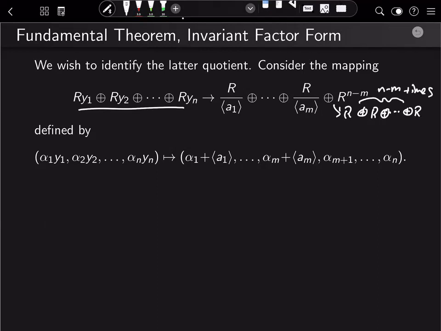So we're going to define the map by taking an element of our direct sum, alpha 1 y1, alpha 2 y2, all the way through alpha n yn, and mapping that to alpha 1. Now we're projecting it into the quotient, so we have alpha 1 mod the ideal generated by a1, that's just alpha 1 plus the ideal generated by a1 in the quotient. So we have the quotients in each of these factors, all these factors from 1 to m, and then the extra pieces just get mapped to themselves.